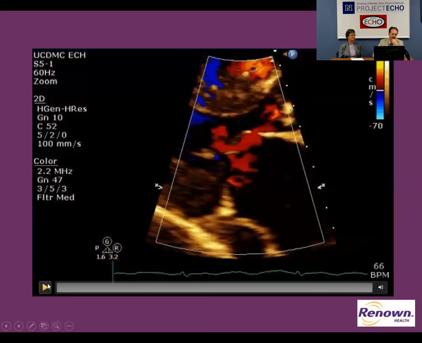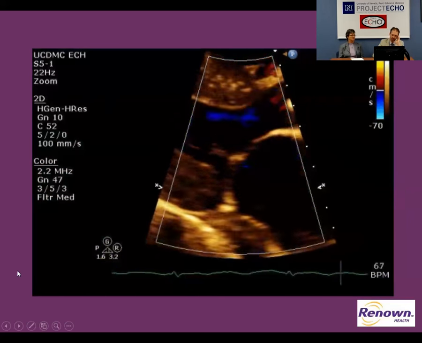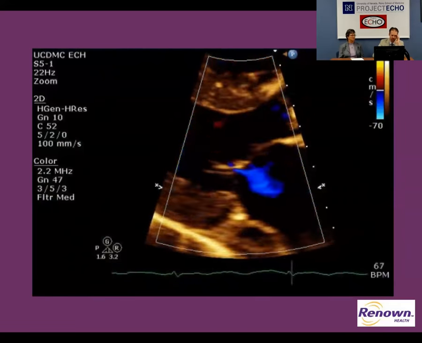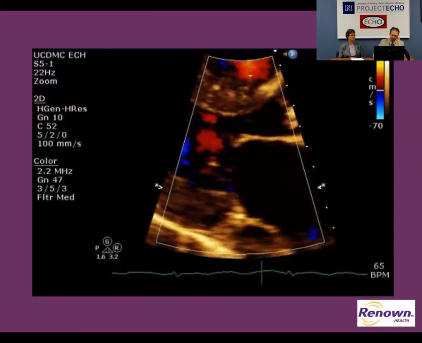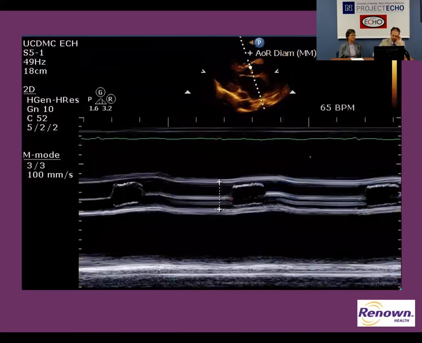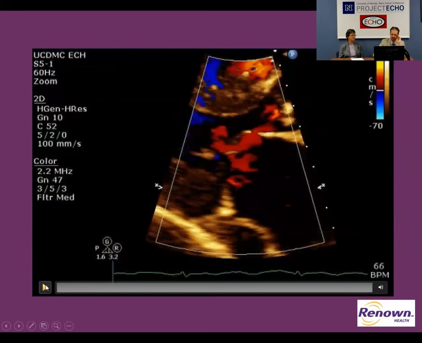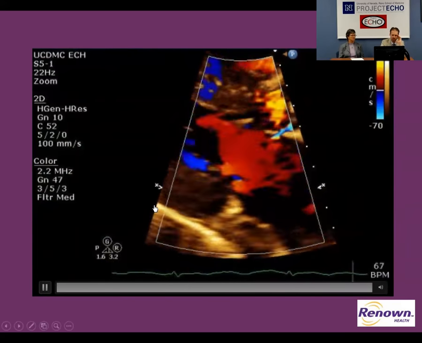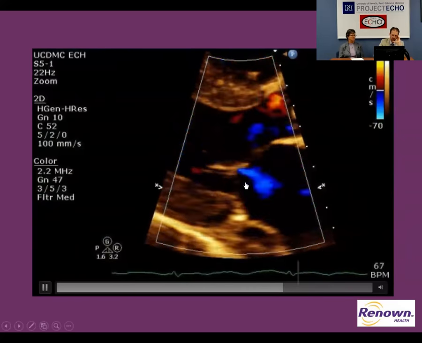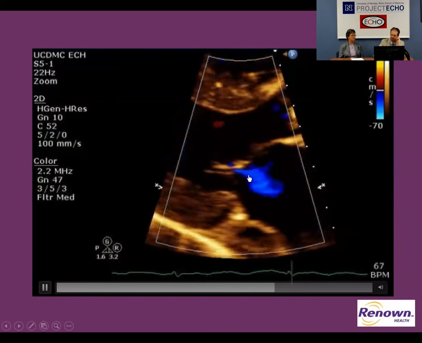And then once we have these views, we just zoom in by structure, zoom in on the mitral valve. Is there a little bit of regurgitation? And you can see that there is some trace regurgitation of the mitral valve there, that little blue flow going backwards into the left atrium right there.